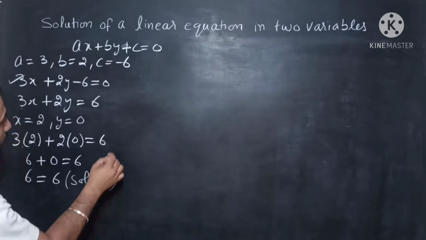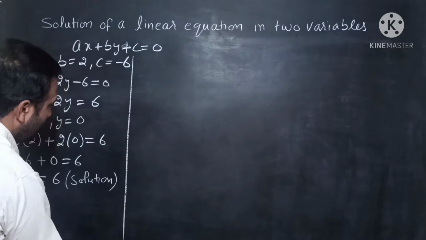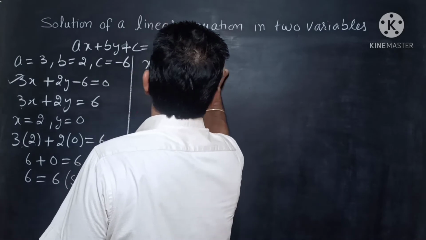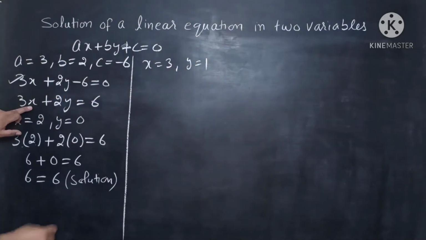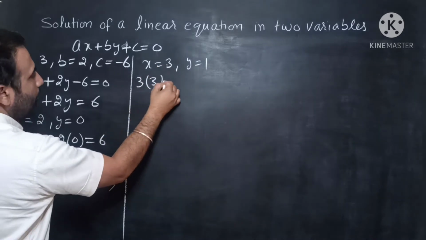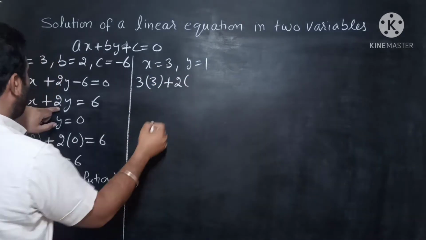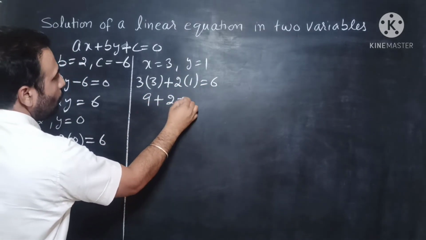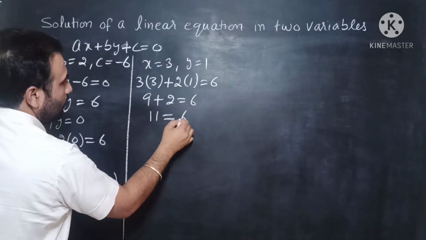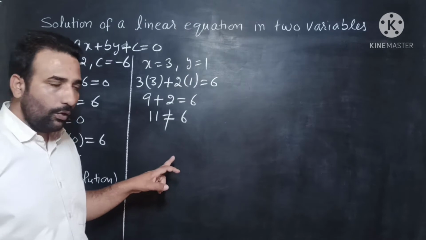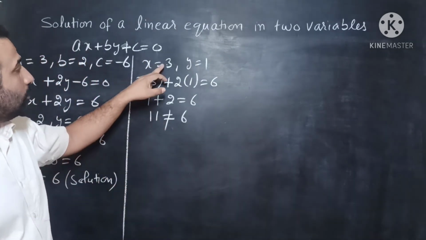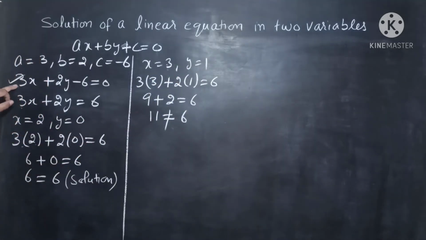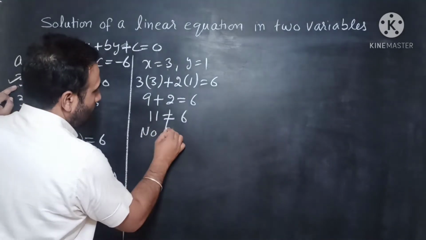Let's take another example. Suppose the value of x is 3 and the value of y is 1. If I put these here, 3 times 3 plus 2 times 1 equal to 6. 3 threes are 9, plus 2, is 11, not equal to 6. So the left hand side is not equal to the right hand side. So we can say x equal to 3 and y equal to 1 is not a solution of this equation.